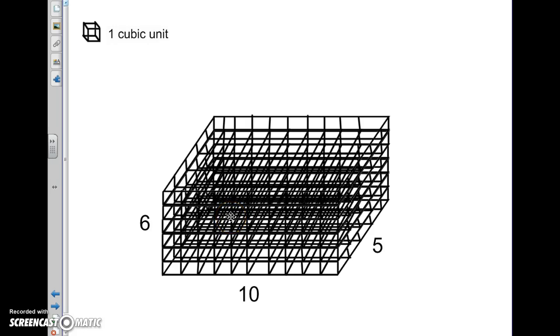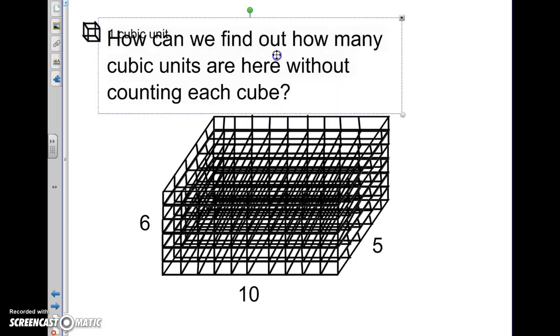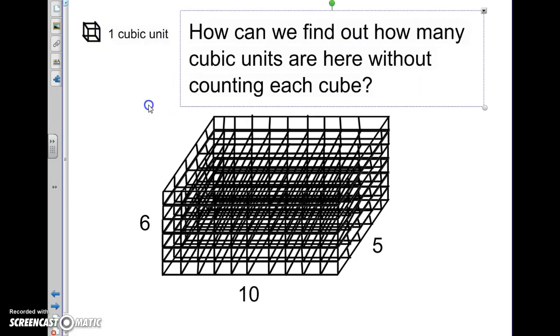And tomorrow we're going to use some cubes that we're going to be building together and see how this all works. But it takes a long time to count them all up, and in some cases it would be really hard or impossible. So the real question is, how can we find out how many cubic units there are without counting each cube?